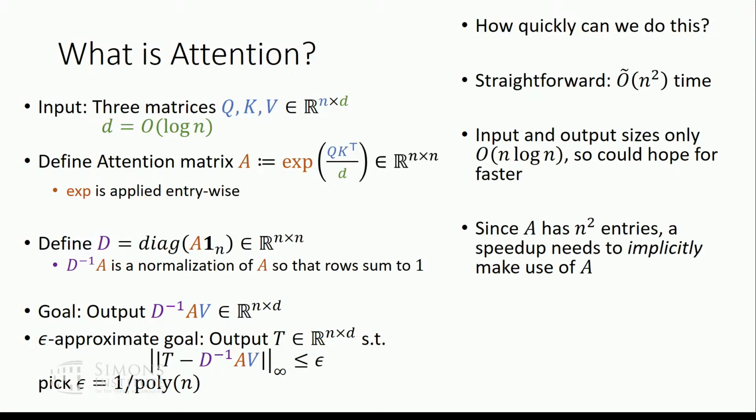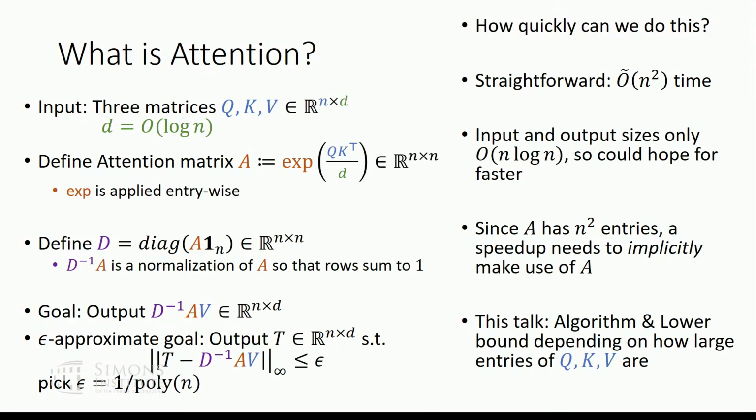But on the other hand, this attention matrix is really an n by n matrix. It has n squared entries, and right in the middle of the definition, we're entry-wise exponentiating it. So in order to hope to do faster than n squared time, we really have to do something that implicitly makes use of the matrix A and doesn't actually compute most of the entries of A or something like that. Okay, so in this talk, I want to tell you about algorithms and lower bounds for this problem.